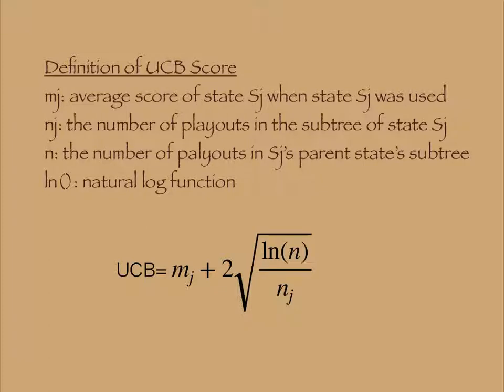Definition of UCV score. Here, MJ stands for the average score of state SJ when SJ was used. NJ stands for the number of playouts in the subtree of SJ. N stands for the number of playouts in SJ's parent state's subtree. NN stands for natural log function.